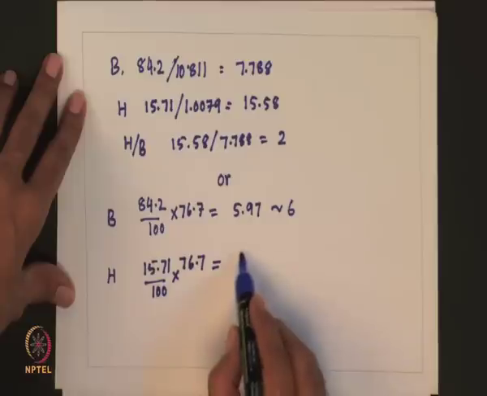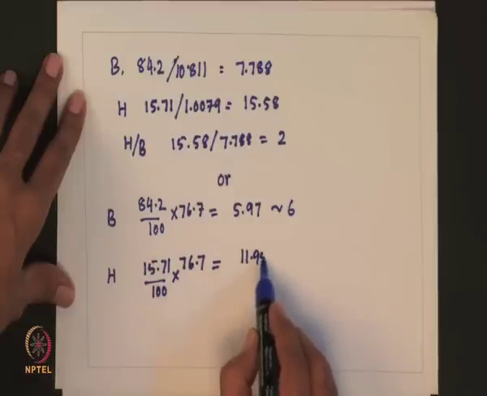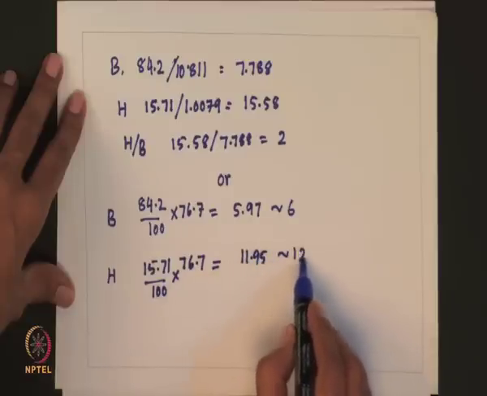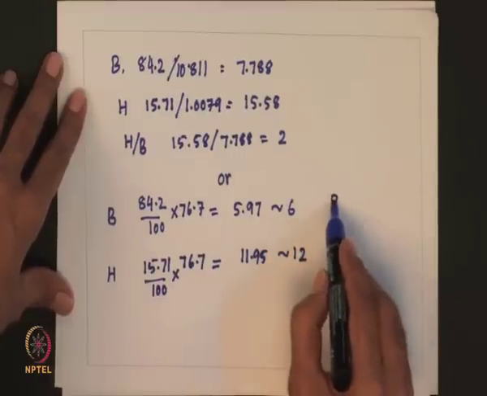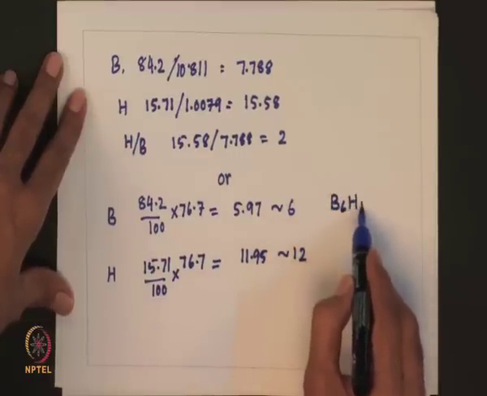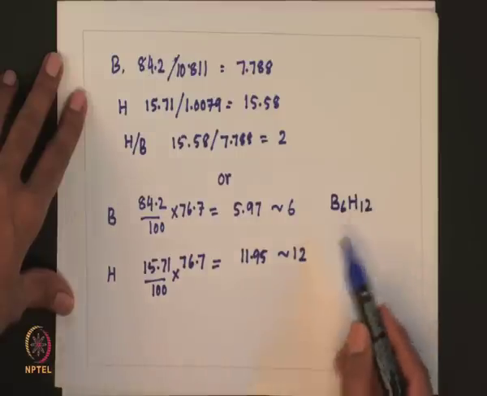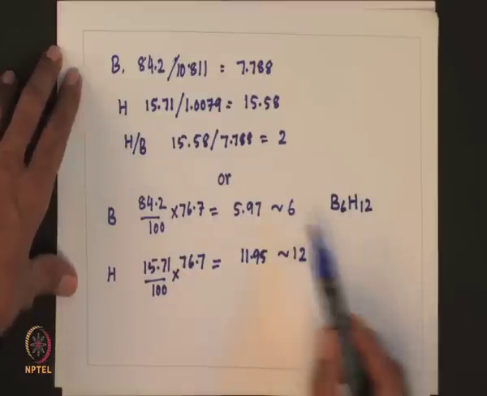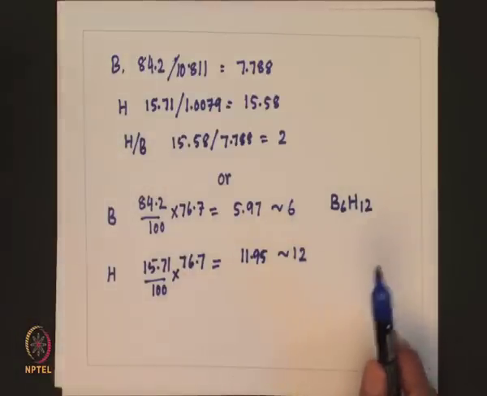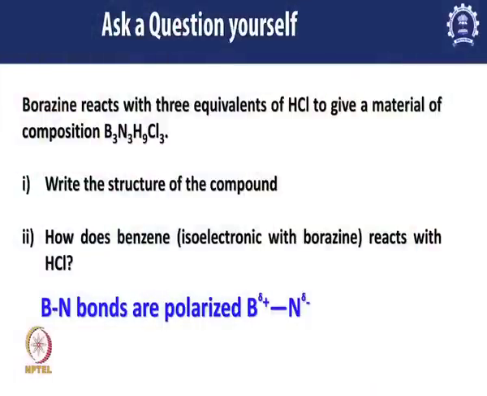So, here you get at the end 11.595, approximately you can take it as 12. That means you can simply write the molecular formula as B6H12. Now, if you calculate the molecular weight, it comes around 76.7. So this is how you can calculate the molecular weight and arrive at the right molecular formula of the boron hydride.